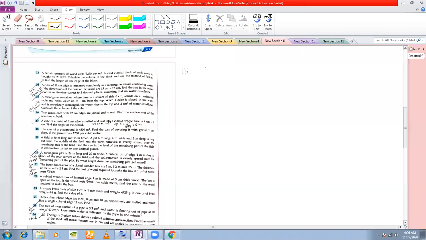Okay. Number 15. A rectangular container whose base is a square of side 6 centimeters stands on a horizontal table and holds water up to 1 centimeter from the top. When a cube is placed in water and is completely submerged, the water rises to the top and 2 centimeter cube of water overflows. Calculate the volume of the cube. So you have this container.